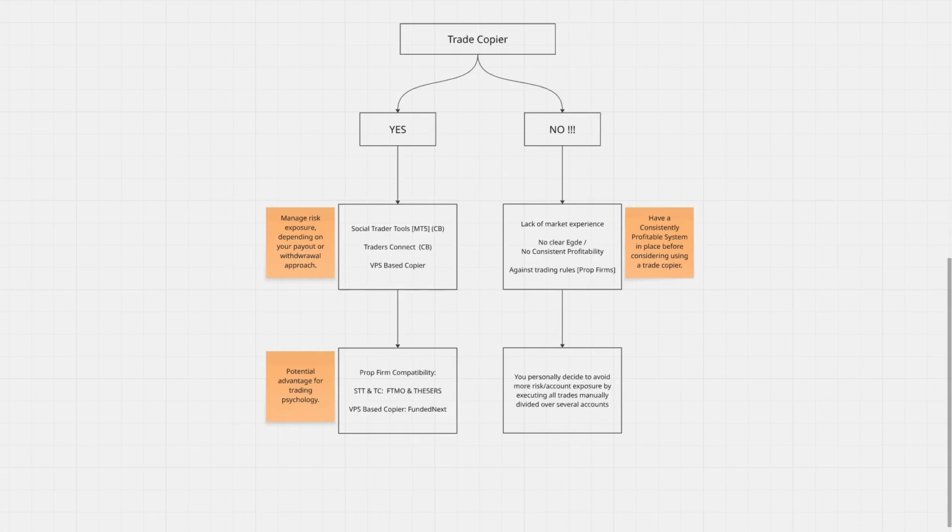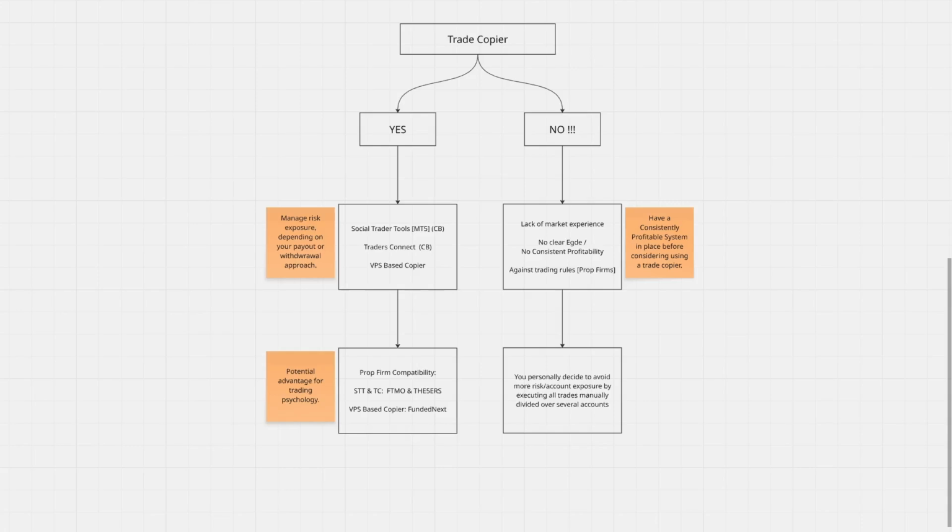And the same goes for Traders Connect. It's also cloud-based, but it doesn't support MT4 or MT5 at the moment. For different platforms, it's a great option as well. Both these trade copiers are reliable, clean, and simple to work with. And then the third option is using a VPS-based copier, where you create your personal VPS environment, you install it to the platform you're using, and you're good to go.